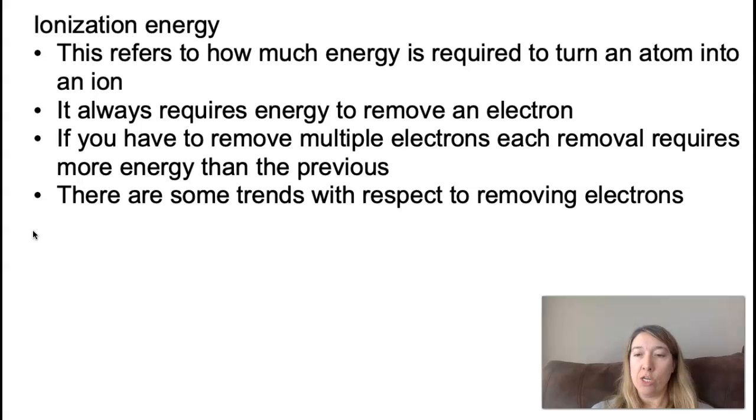So ionization energy is referring to the amount of energy that it takes to remove an electron from an atom to be able to turn that atom into an ion. Okay, there's always some level of energy that is required to remove an electron. What you're going to find though is that some atoms take more energy to remove an electron than others.